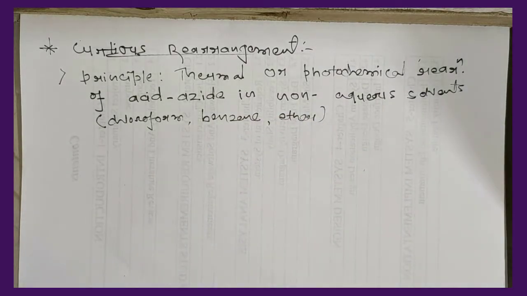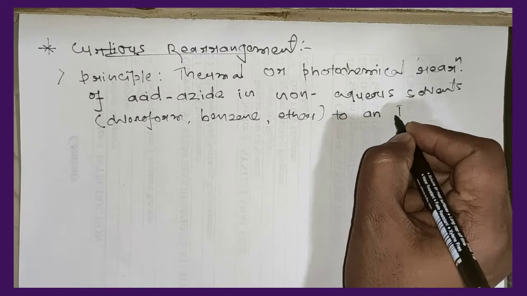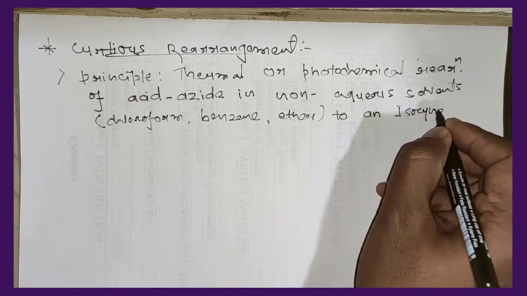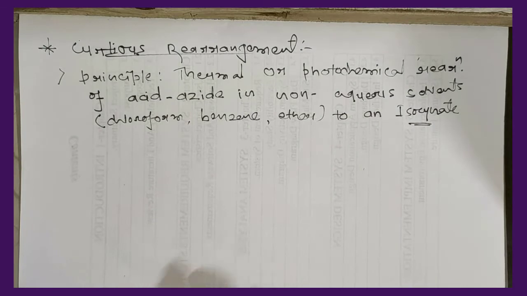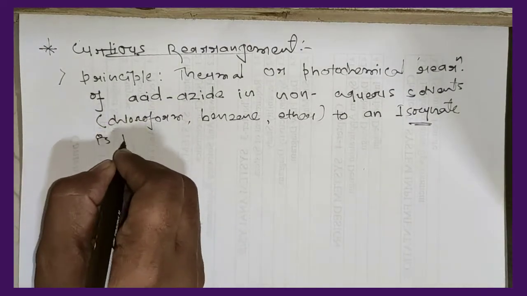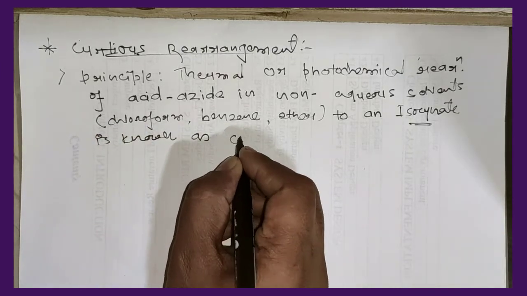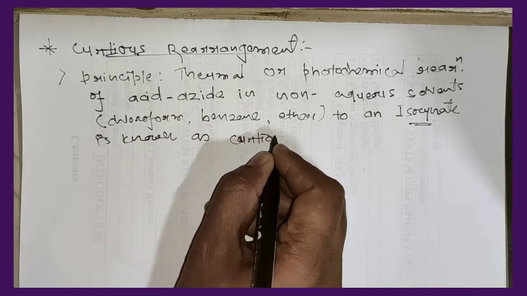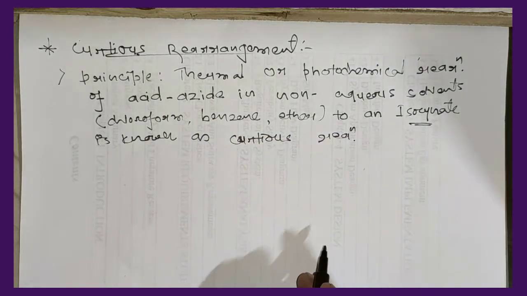Non-aqueous means there should be no water part. So the non-aqueous solvent gives an isocyanate. The intermediate product is isocyanate, and this is known as Curtius rearrangement, right? So this reaction does not stop over here.